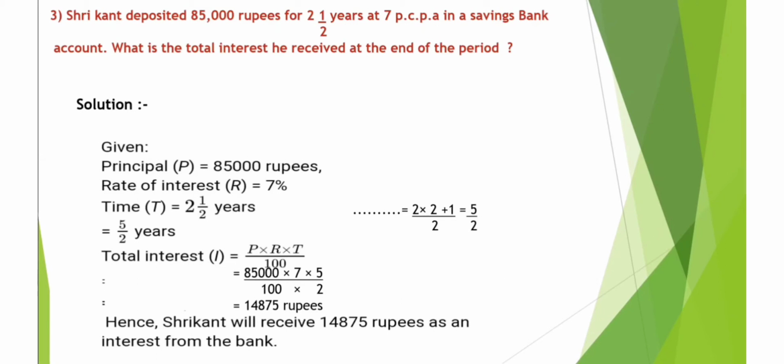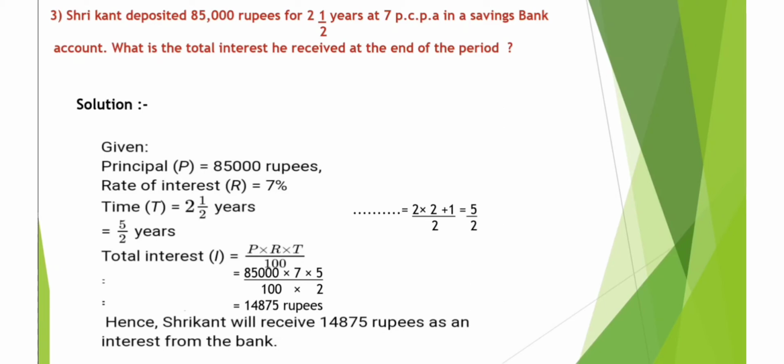Now given is principal, that is P, 85,000 rupees, rate of interest R, that is 7% per annum, and time, that is T, is 2.5 years. Now this 2.5 years is a mixed fraction. We have to convert it into a fraction. We multiply 2 by 2 plus 1, that is 2 twos are 4 plus 1 gives you 5 upon 2. So you get the time as 5 divided by 2 years.